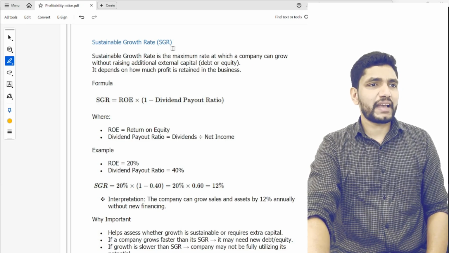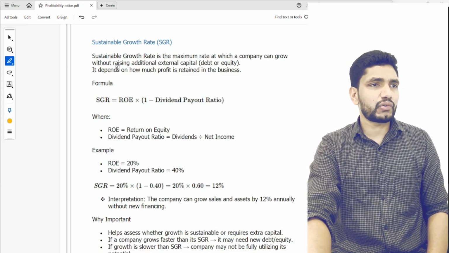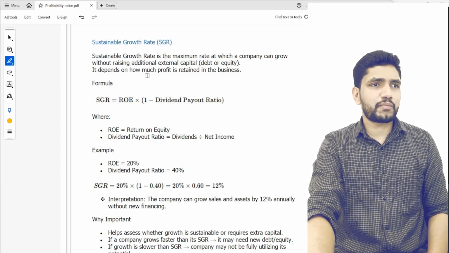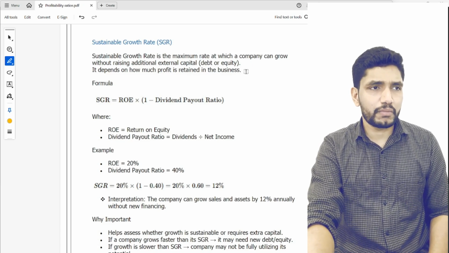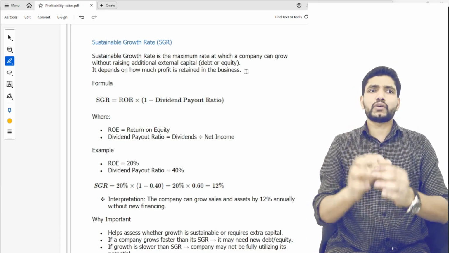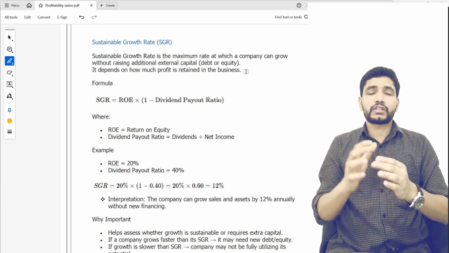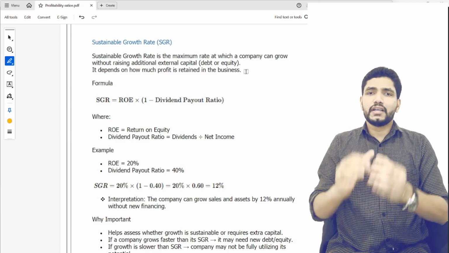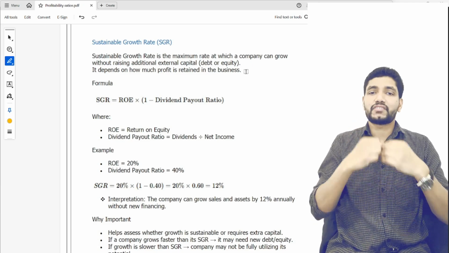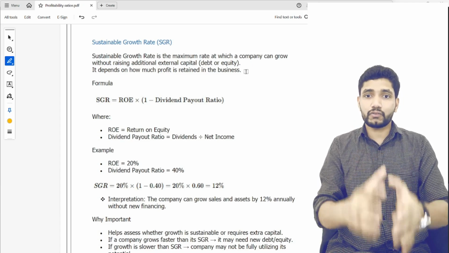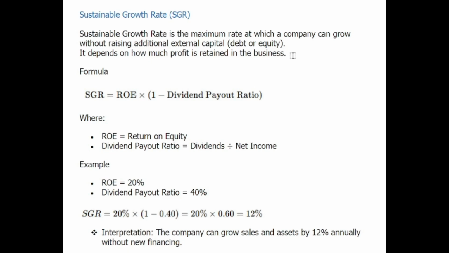Sustainable growth rate is the maximum rate at which a company can grow without raising additional external capital. It depends on how much profit is retained in the business. The sustainable growth rate measures how much a company can grow without raising additional external funds. That means how much profit the company is generating and how much of that profit it is retaining in the business for growth.